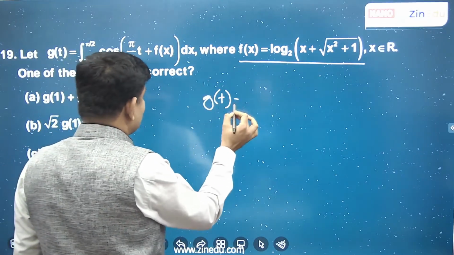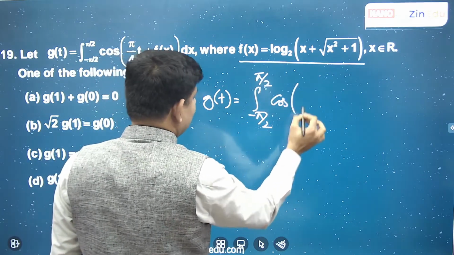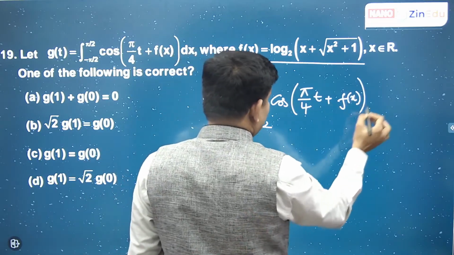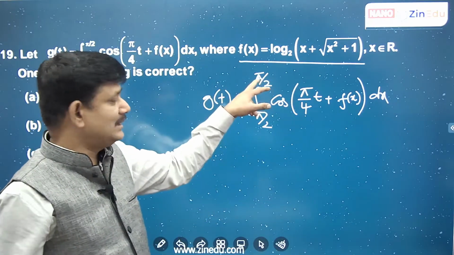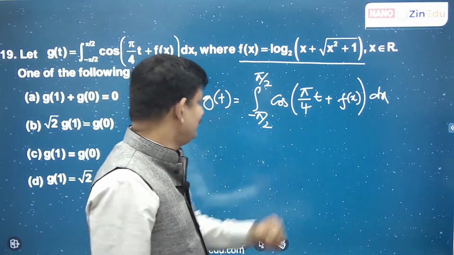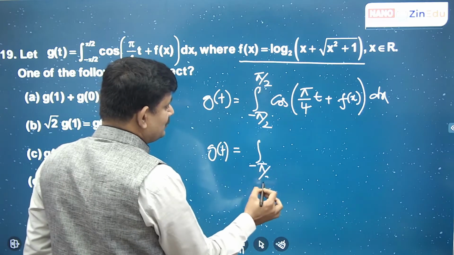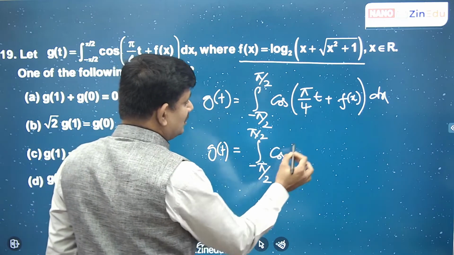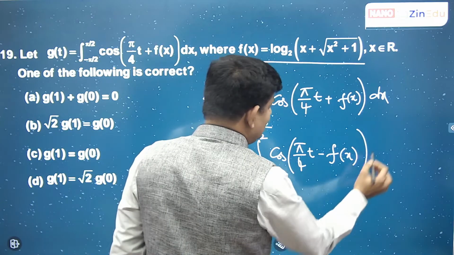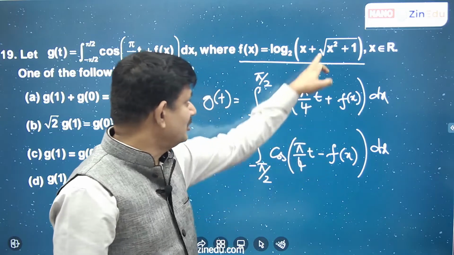G of t is equal to integral minus pi by 2 to pi by 2 cos of pi by 4 t plus f of x. So just like the previous question, you can replace x by a plus b minus x, that is minus x. F of minus x, what will it be? Minus of f of x. So g of t will again be the same as integral minus pi by 2 to pi by 2 cos of pi by 4 t minus f of x. See how beautifully this question is framed. Replace x with minus x, minus will come out because f is an odd function.